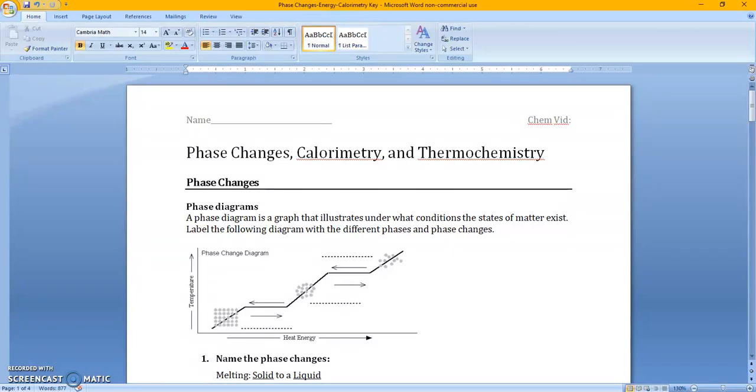Welcome to ChemVid. Today we're going to go over phase changes, calorimetry, and thermochemistry, just as a review since we did it quickly as a group presentation in class.